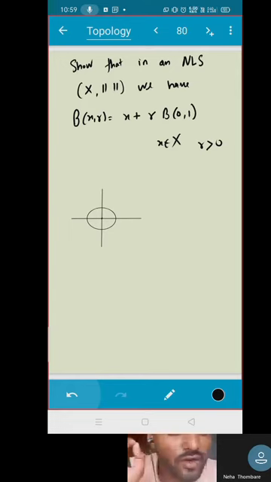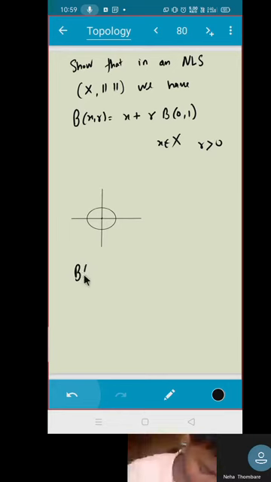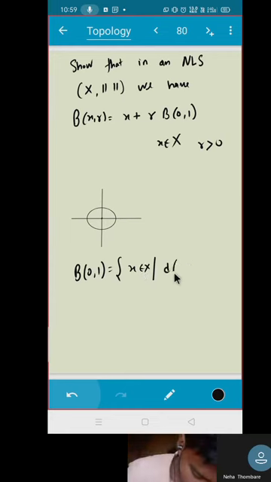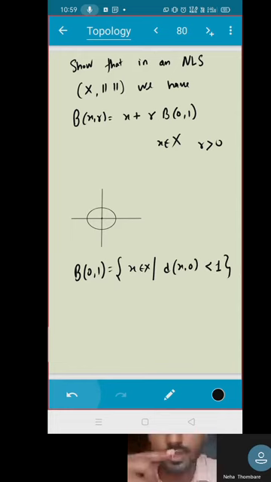Now, if I multiply r into B(0, 1), what am I going to have actually? If I multiply r into this set, what will I have? B(0, 1) contains the set of all x such that the distance from x to 0 is less than 1. Do you agree? This is the definition of B(0, 1). I am going to take all those x which are lying within it.